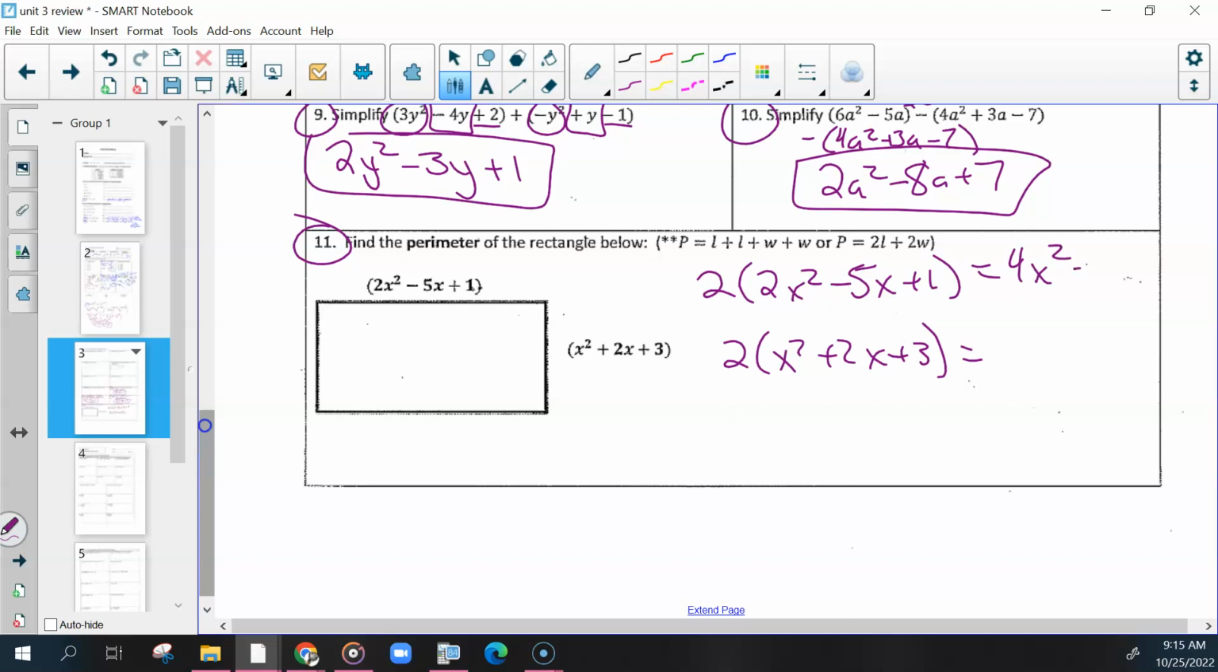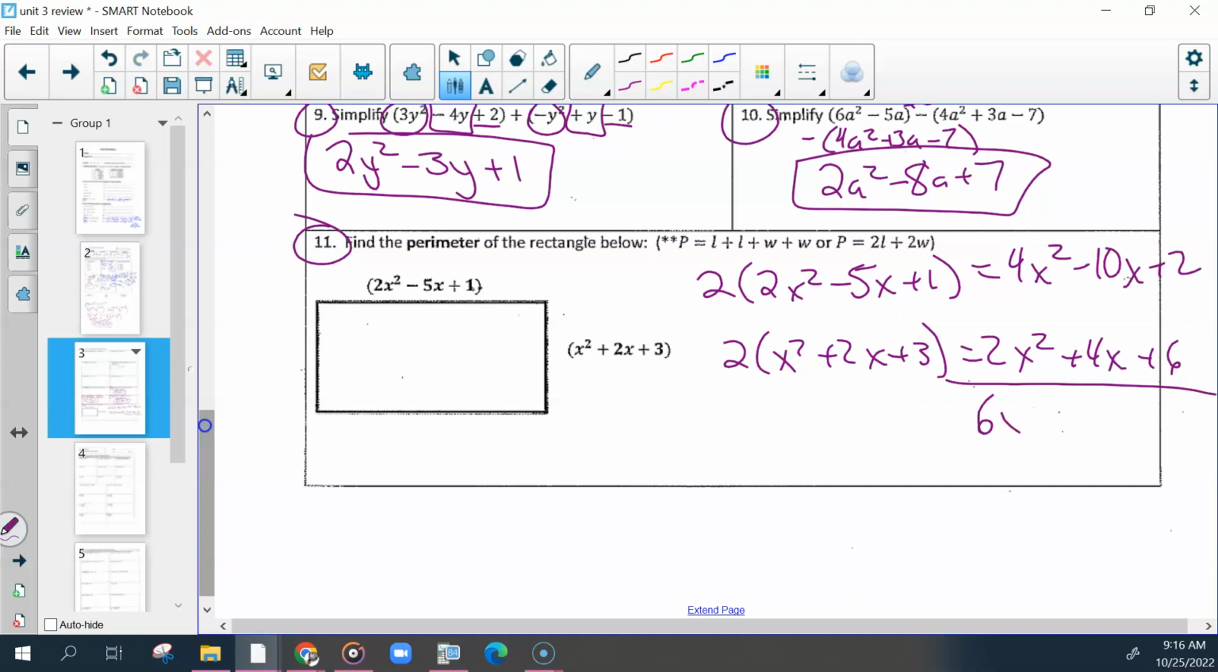So 4x squared minus 10x plus 2. 2x squared plus 4x plus 6. And then let's add those together. 4x squared and 2x squared will give us 6x squared. Negative 10 plus 4 will give us a negative 6. This is a positive. You just can't really see it. So 2 plus 6 will give us 8. So our perimeter would be that equation.